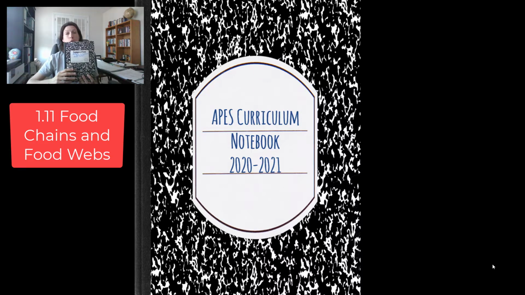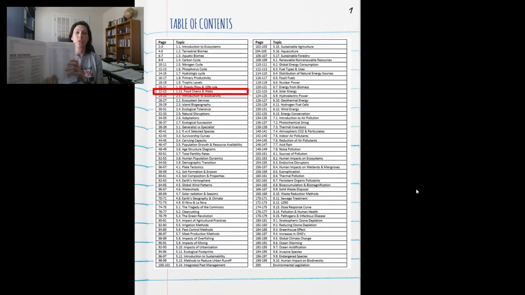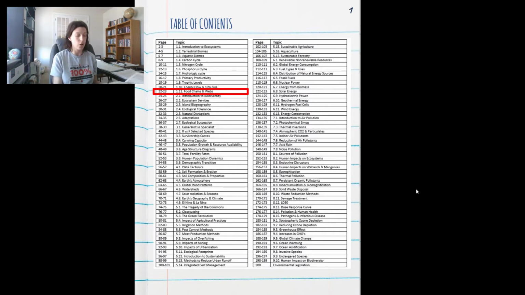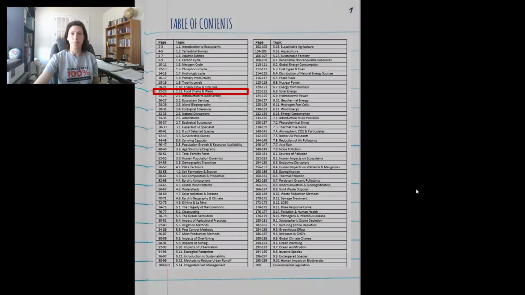It's time to work on your APES curriculum notebook. So go ahead and get your notebook out and let's turn to the table of contents. If you look at the table of contents, you'll see that we're covering 1.11, food chains and food webs, which will be on page 22 and 23. So go ahead and turn to those pages.